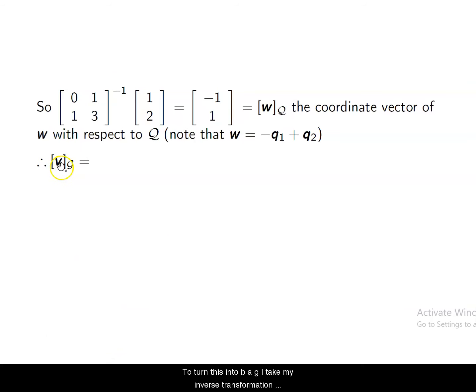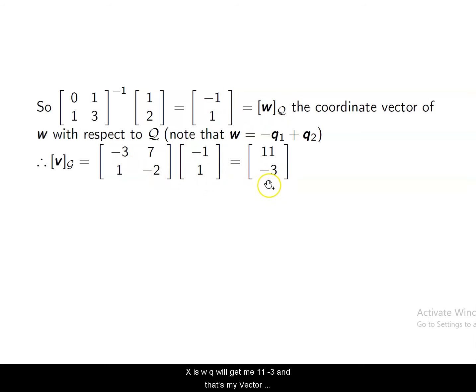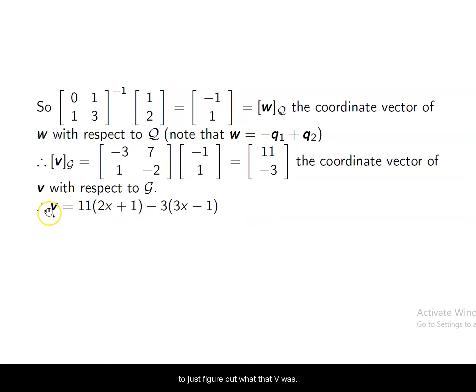To turn this into v of g, I take my inverse transformation matrix and I multiply it times my w represented in terms of q. So that inverse matrix we found times this wq will get me 11, negative 3. And that's my vector representation of v in terms of the basis g. Now, if I want to find my original v, remember, these are the coefficients. Multiplied times the basis, as a linear combination, will give me the original v out. So if I wanted to figure out what that v was, I would take the 11 and negative 3 and multiply it times the basis vectors of g in order to get out that original v.